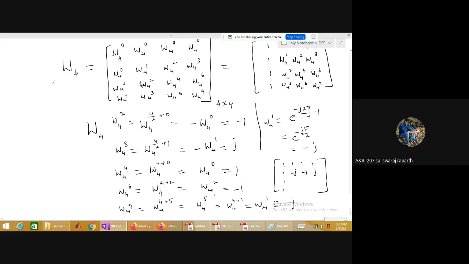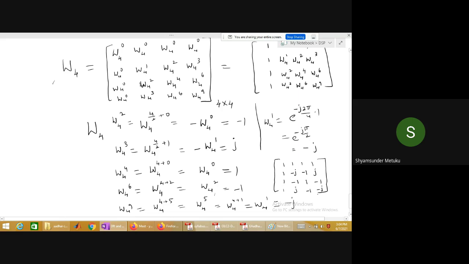Yes, sir. W4 power 2 again minus 1. W4 power 4 is plus 1. W4 power 6 is minus 1. Then W4 power 3 is plus j. W4 power 6 is minus 1. W4 power 9 is minus j. Okay, finally I got a transformation matrix for 4 points.